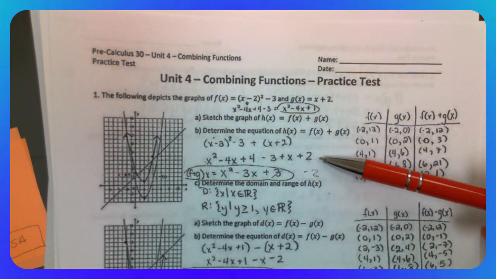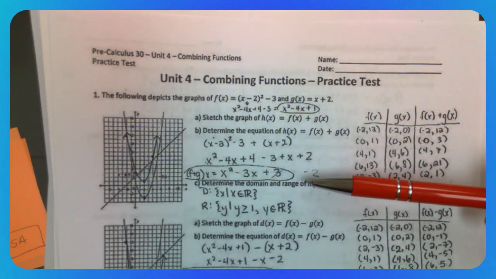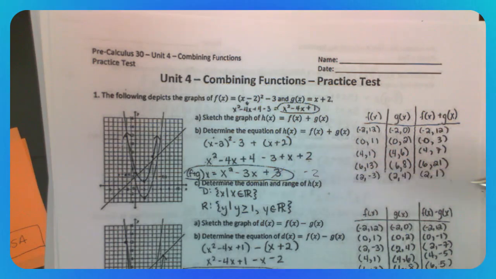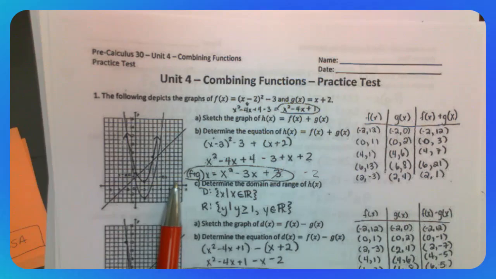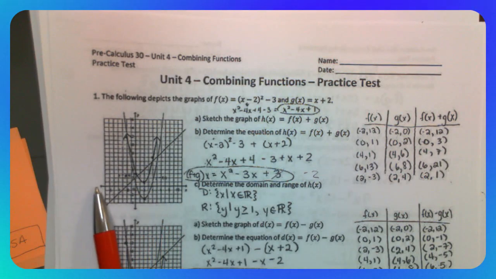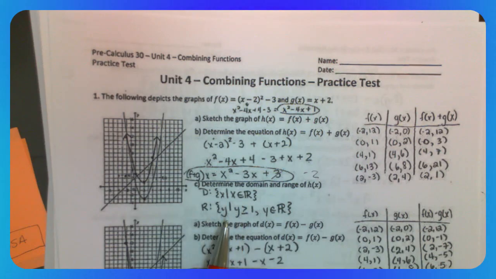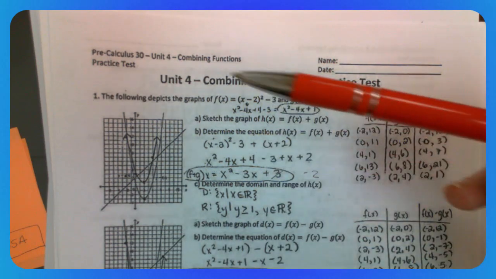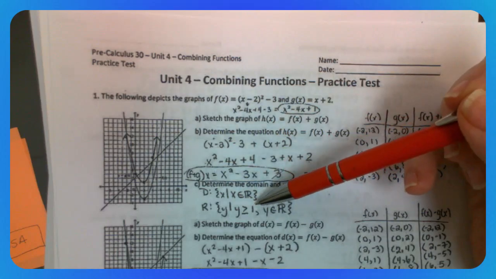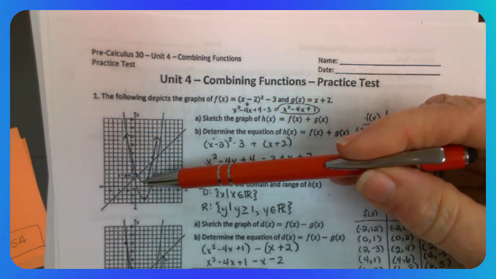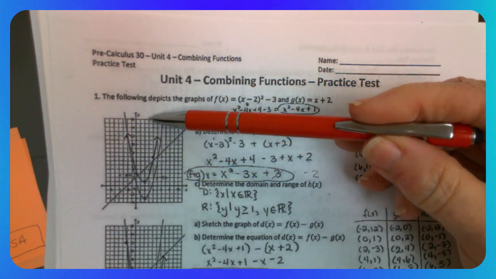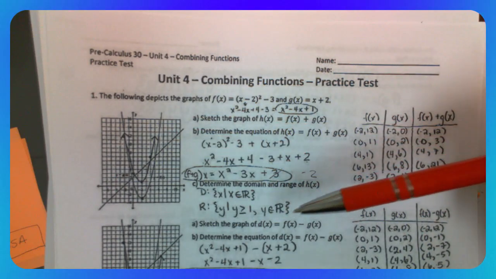I want you to get this equation on your paper, and then determine the domain and the range. So you can see that the domain for the new function, the combined function, can be any value. X can be any real number. And the range is going to be y greater than 1. So it starts at 1, and then any value greater than 1 in the set of real numbers.